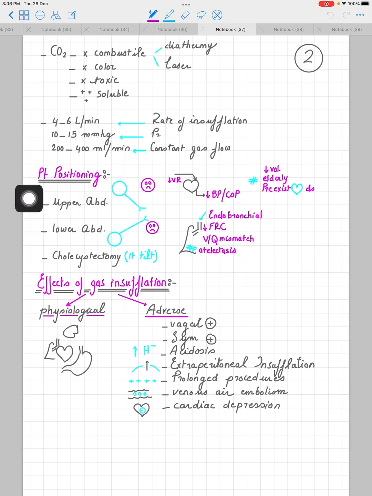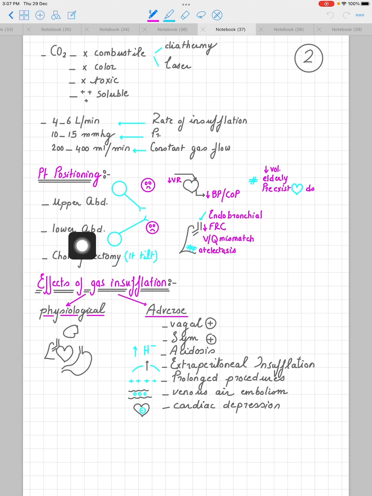Now let's discuss the patient positioning. Upper abdominal procedures require the head up position, so you place the head up. This is called reverse Trendelenburg. In lower abdominal procedures, you place the head down, which is the Trendelenburg position. Some left tilt is usual with cholecystectomy.